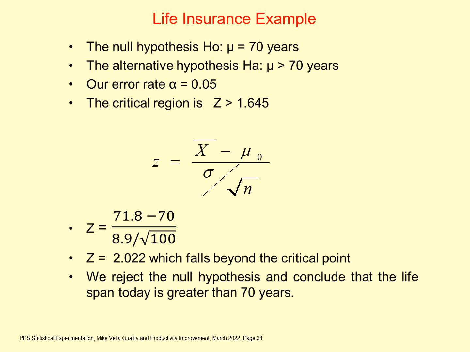Doing that calculation, we find z equals 2.022, which happily falls beyond that critical limit, which says that our lifespan has indeed increased, and therefore we can no longer support the null hypothesis. We reject the null hypothesis and conclude that lifespan today is greater than 70 years.